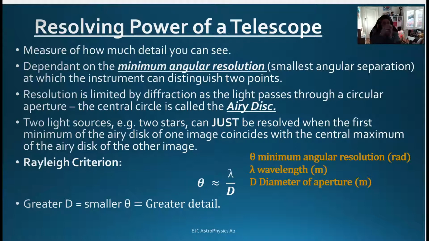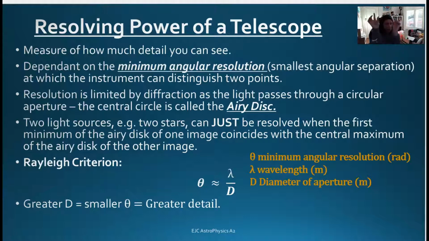And it's different for different telescopes. So say you had two stars quite distant, at what point could you tell they were two stars instead of just one? So it's a measure of the detail you can see. Now it's dependent on something called the minimum angular resolution. So that's the smallest angular separation. So it's not the distance between them, it's the angle between them that's measured.